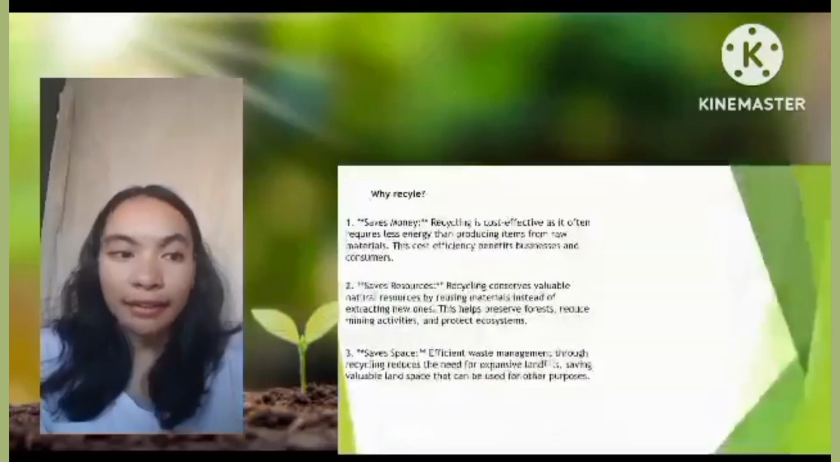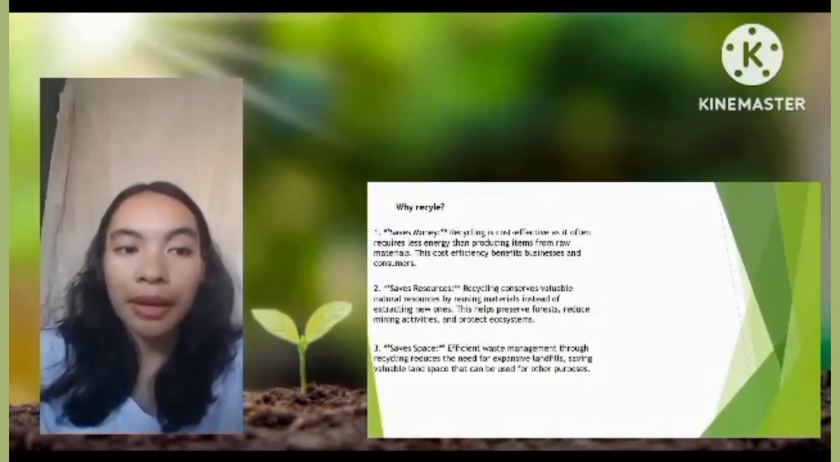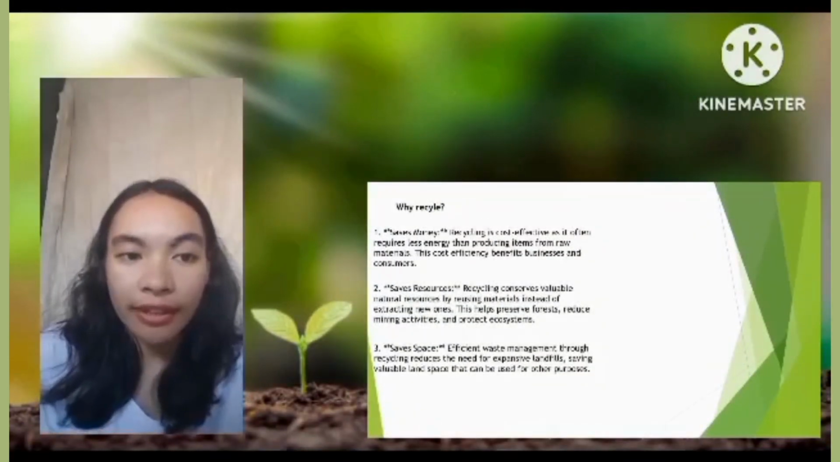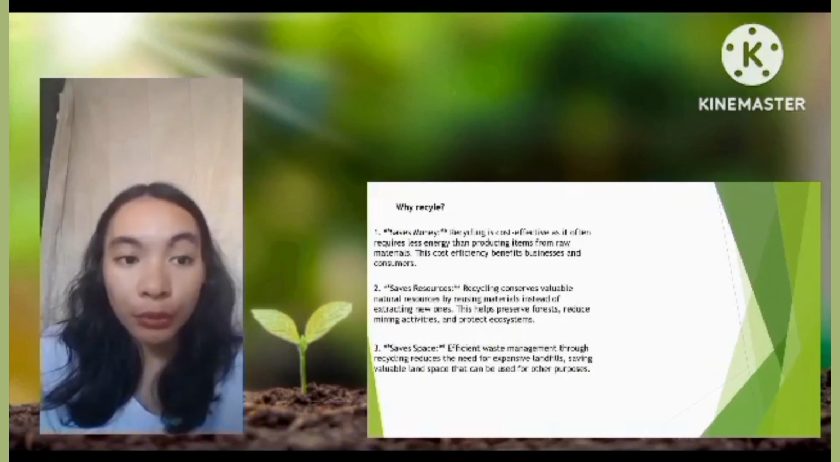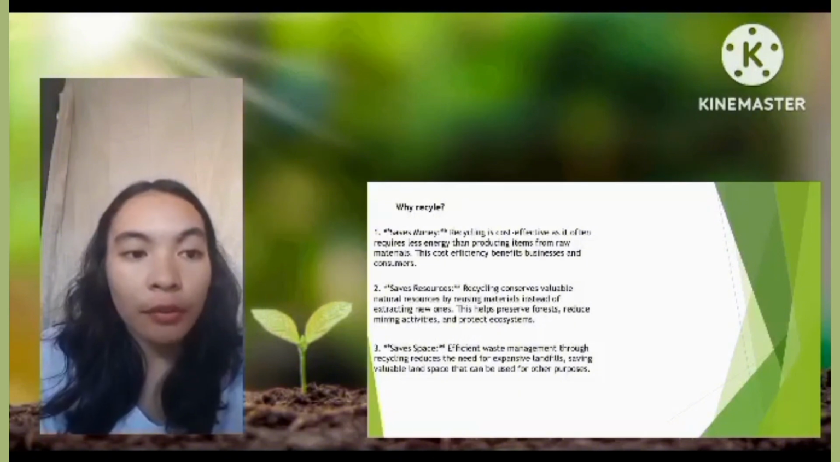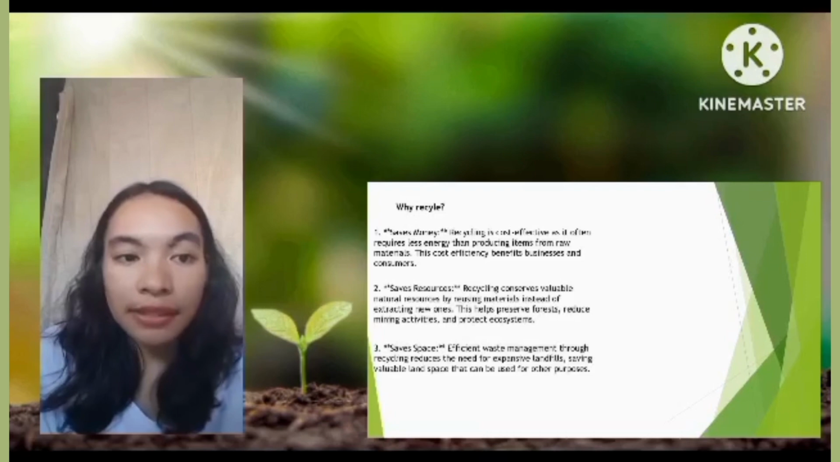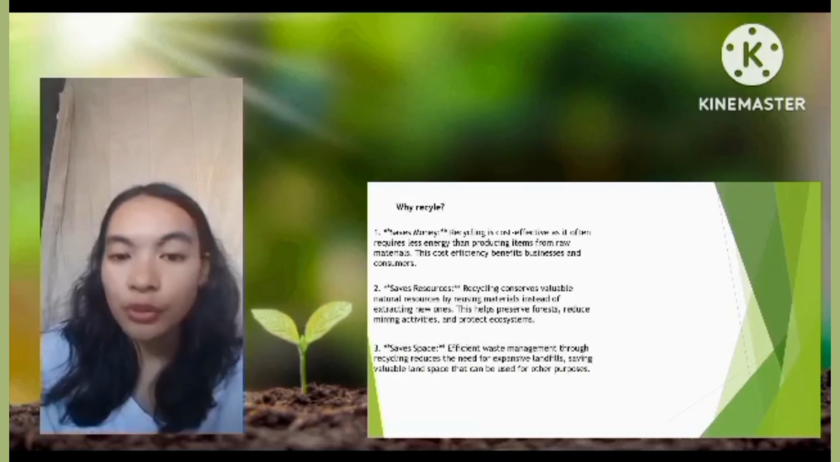So why recycle? Number 1, because it saves money. Recycling is cost effective as it often requires less energy than producing items from raw materials. This cost efficiency benefits businesses and consumers.